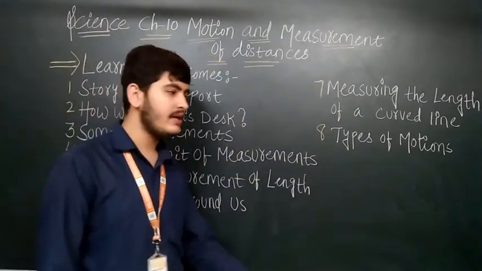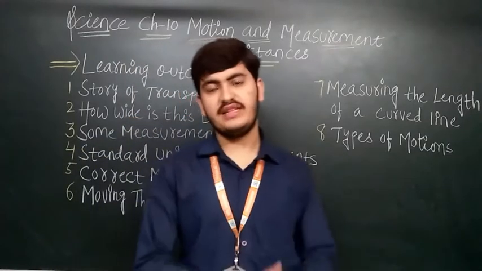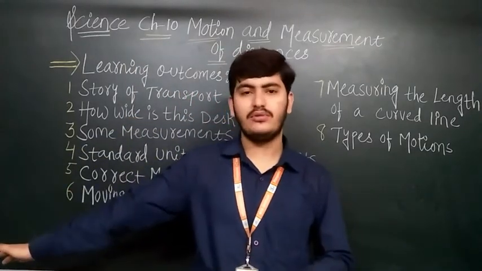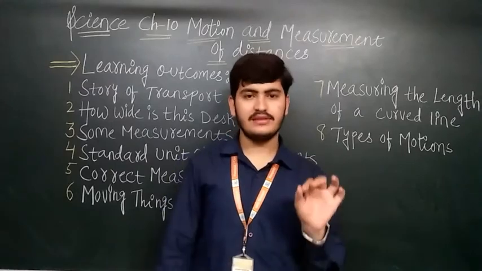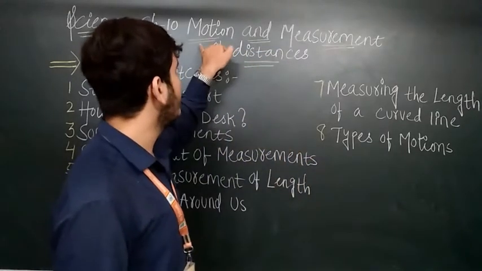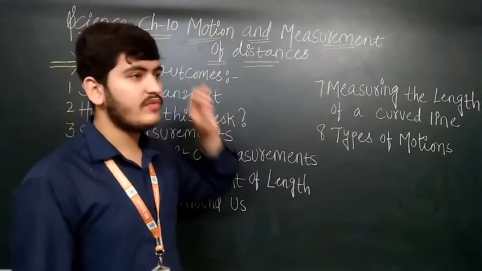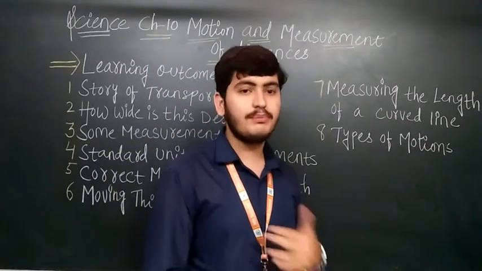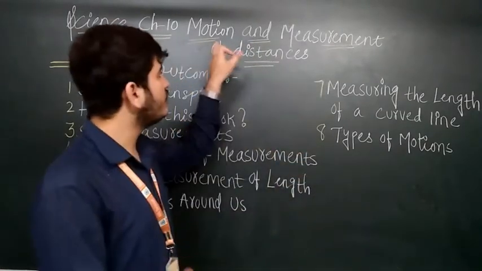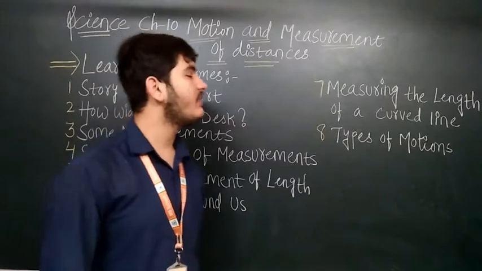मतलब एक जगह खड़ा हूँ मैं, वहाँ गया वो motion. फिर यहाँ आया, फिर से again I went back to that place. This is known as motion, means to move from one place to another place. Motion and measurement. Now what is the measurement?